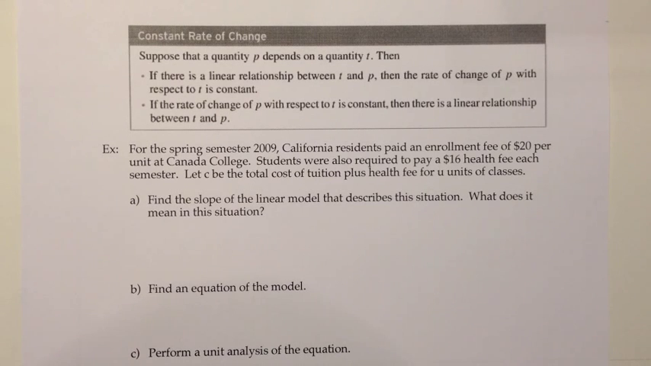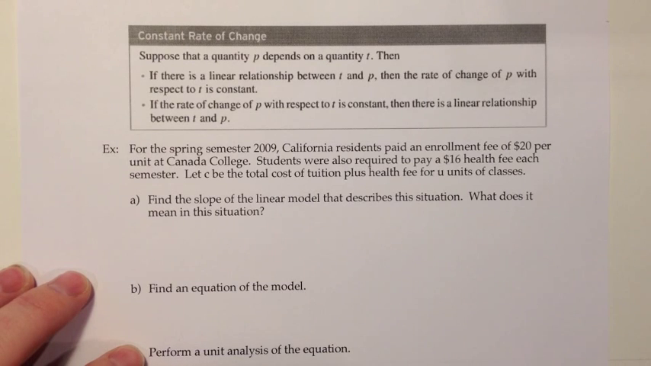For the spring semester 2009, California residents paid an enrollment fee of $20 per unit at Kenyatta College. Students were also required to pay a $16 health fee each semester. Let C be the total cost plus health fees for U units of classes. Find the slope of the linear model that describes the situation, and what does it mean in this situation.